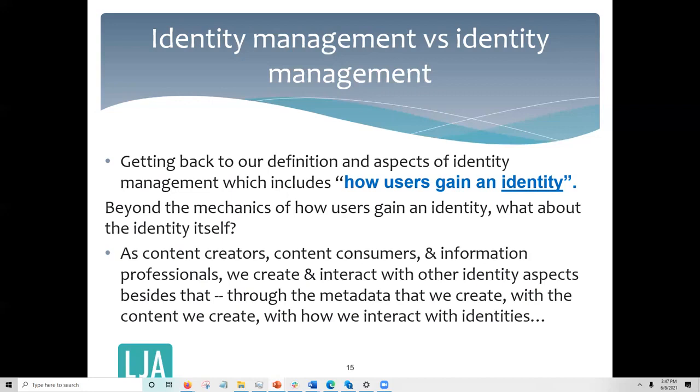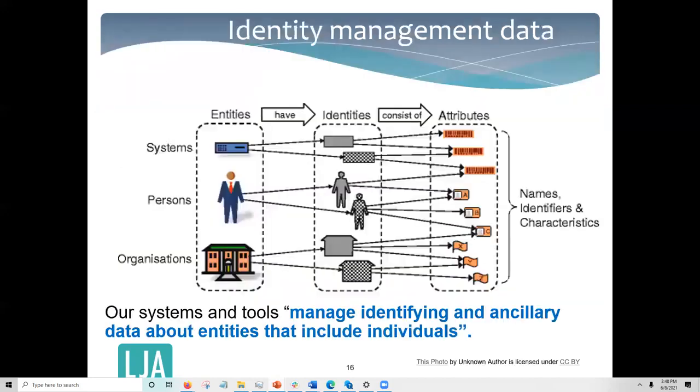So of course, we are looking at the metadata that we're creating, and that can be both what we create personally and also what we create on behalf of, say, our authors. The content that we create or the content they create, and then how we interact with identities. So there are so many layers of identities. We won't come back to this diagram again and again, but we will come back to these terms again and again through the next 3 weeks.